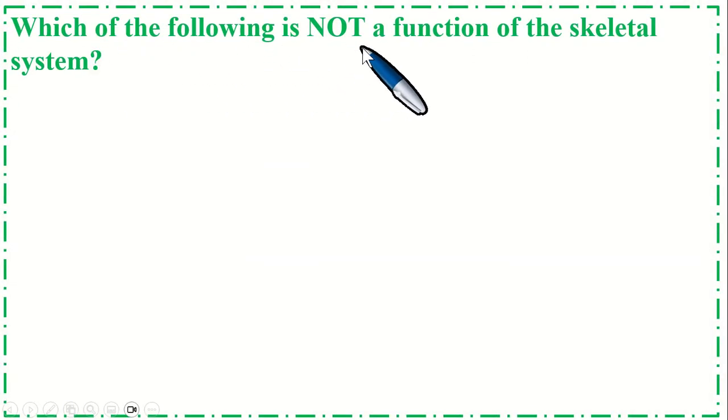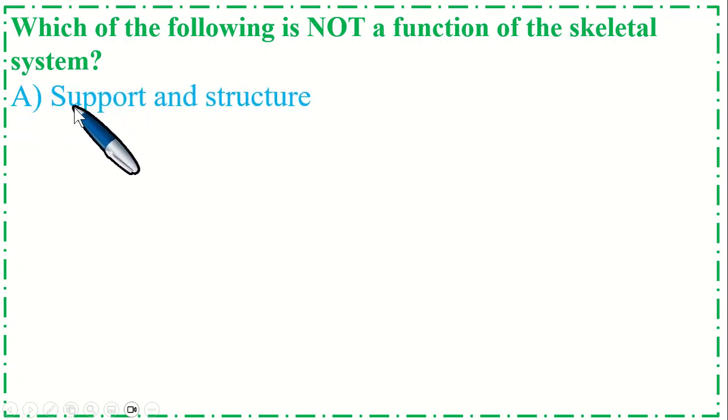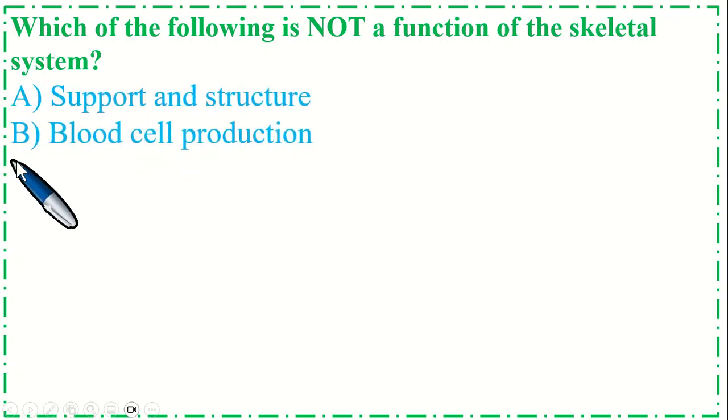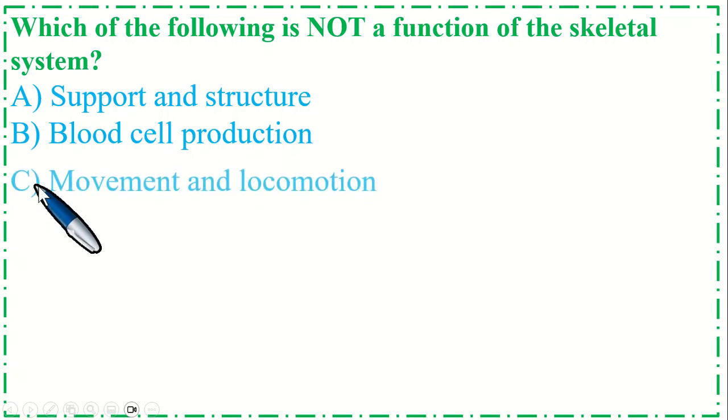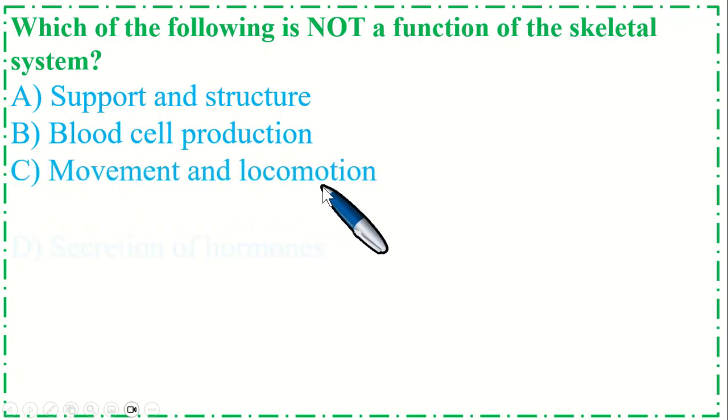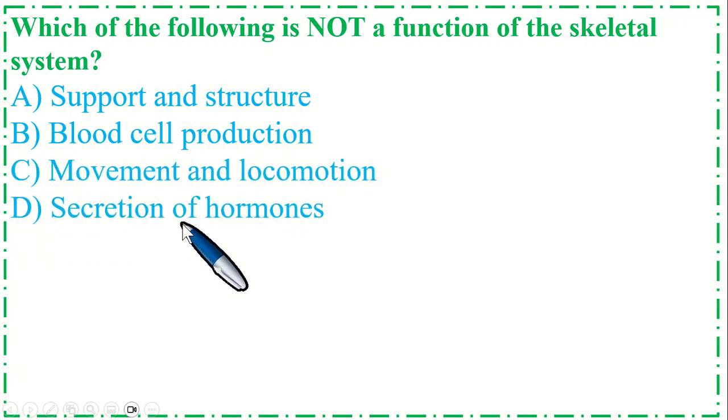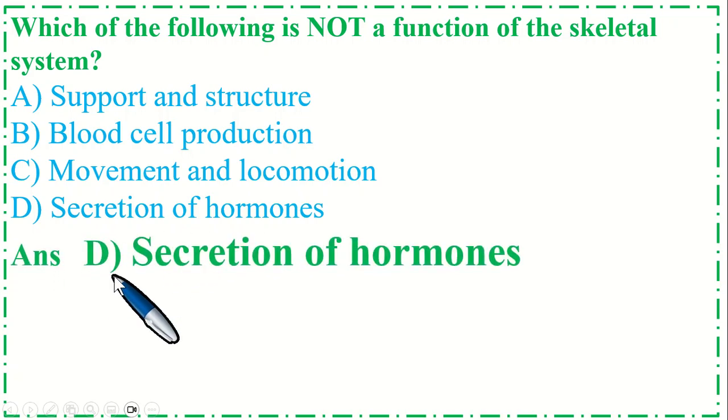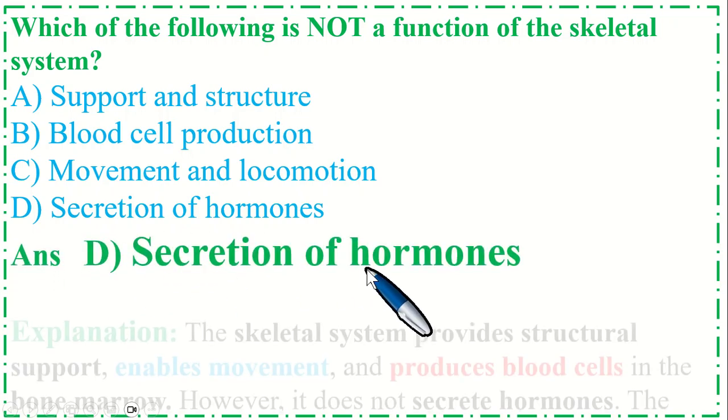Which of the following is not a function of the skeletal system? Option A, support and structure, B, blood cells production, C, movement and locomotion, and option D, secretion of hormones. So the correct option is D, secretion of hormones.